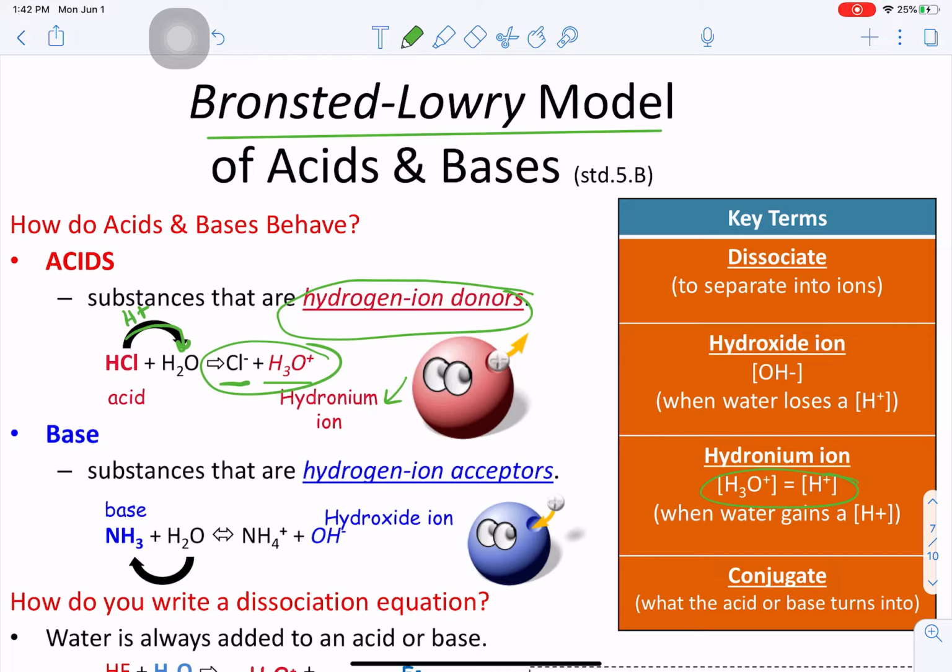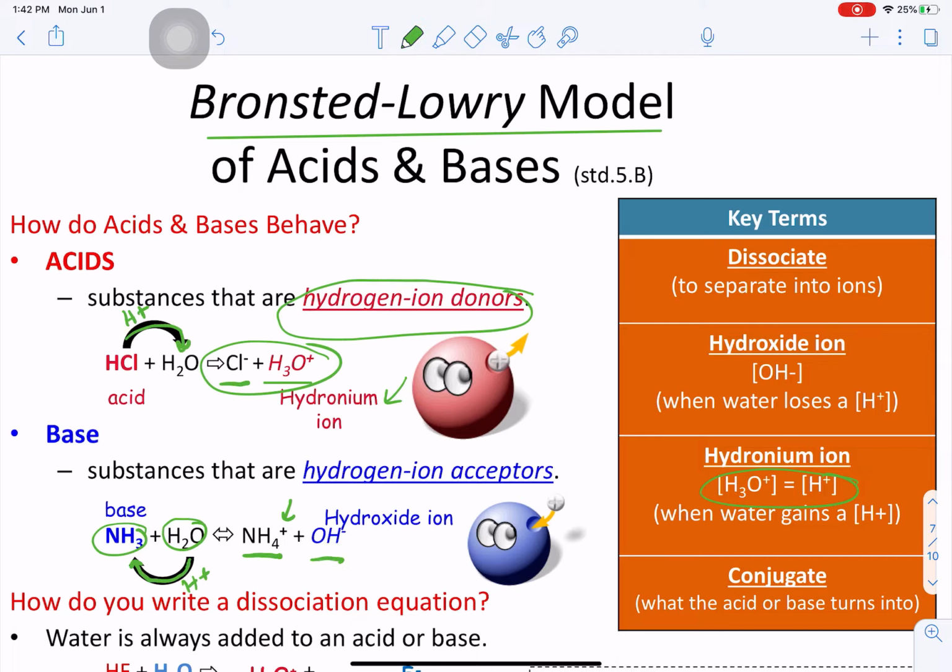Moving on to bases. Bases are hydrogen ion acceptors. So find your base. NH3 is our base. It's going to accept H plus. It's not going to donate, it's going to accept. What's it going to accept it from? Well, it's reacting with the water, so it's going to take one from the water. So if an H plus has been given to the NH3, it now becomes NH4 plus, because it didn't only gain an H, it gained a positive charge. Now, this water over here, it lost an H plus, so it's no longer H2O, and it lost a positive charge.